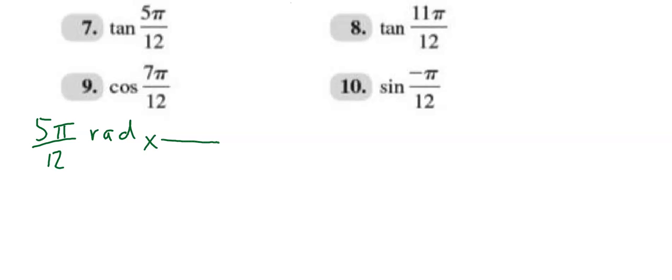Change it to degrees. I taught you how to do that. What would you multiply by? Pi over 180? Nope, because the pi's wouldn't cancel. Yeah, 180 over pi. So, how many degrees we have.